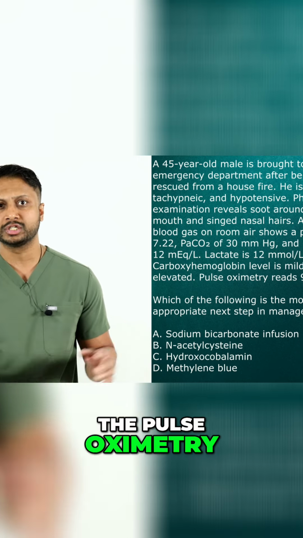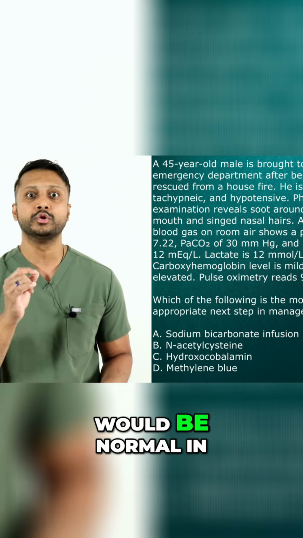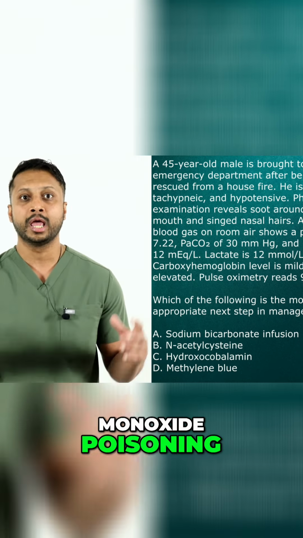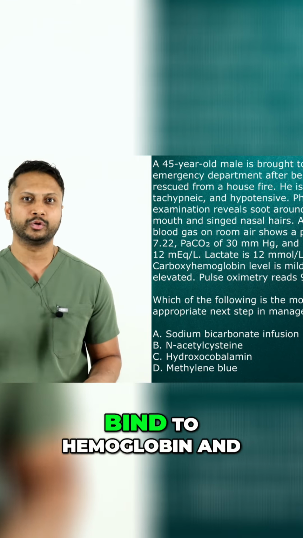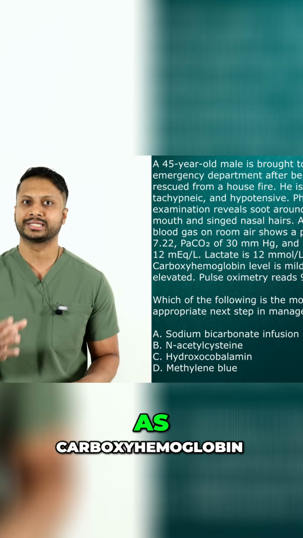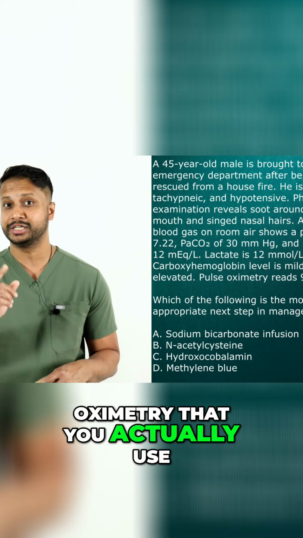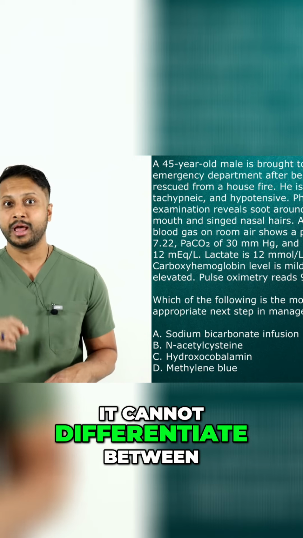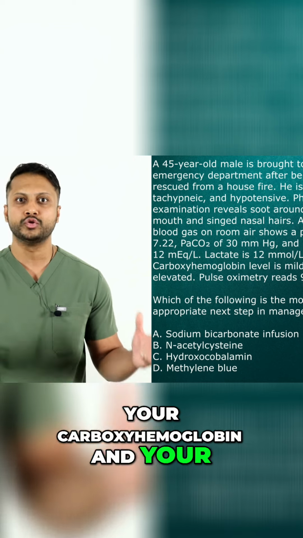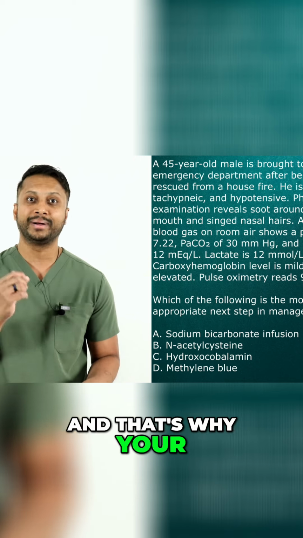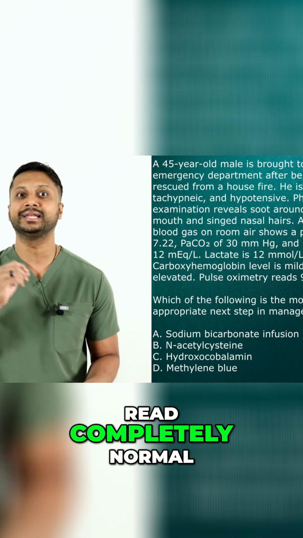Now when you look at the pulse oximetry, normally your pulse ox would be normal in a patient with carbon monoxide poisoning. Why? Because carbon monoxide does bind to hemoglobin and form something we call carboxyhemoglobin. But your regular pulse oximetry that you actually use cannot differentiate between your carboxyhemoglobin and your normal hemoglobin. And that's why your pulse oximetry is going to read completely normal.